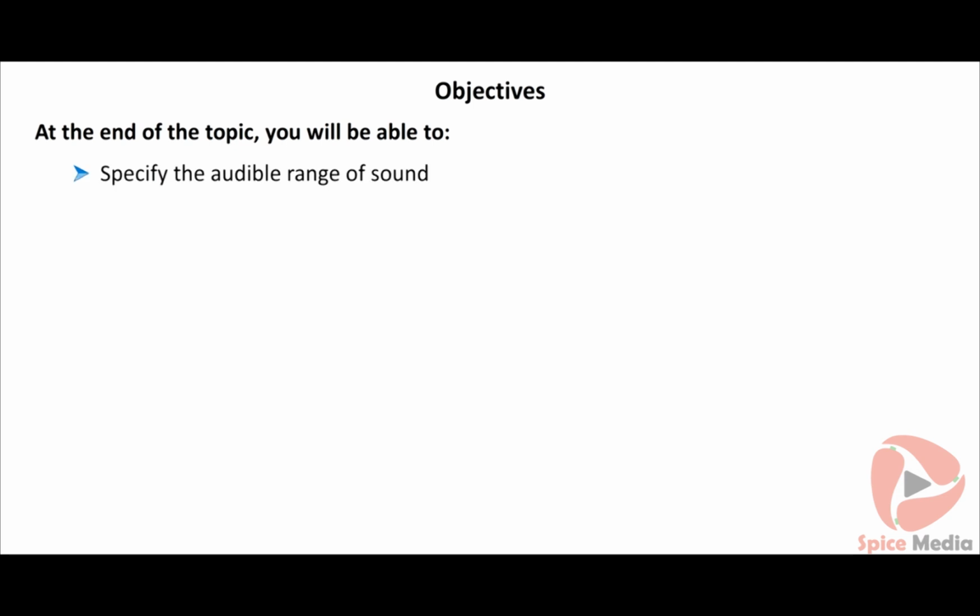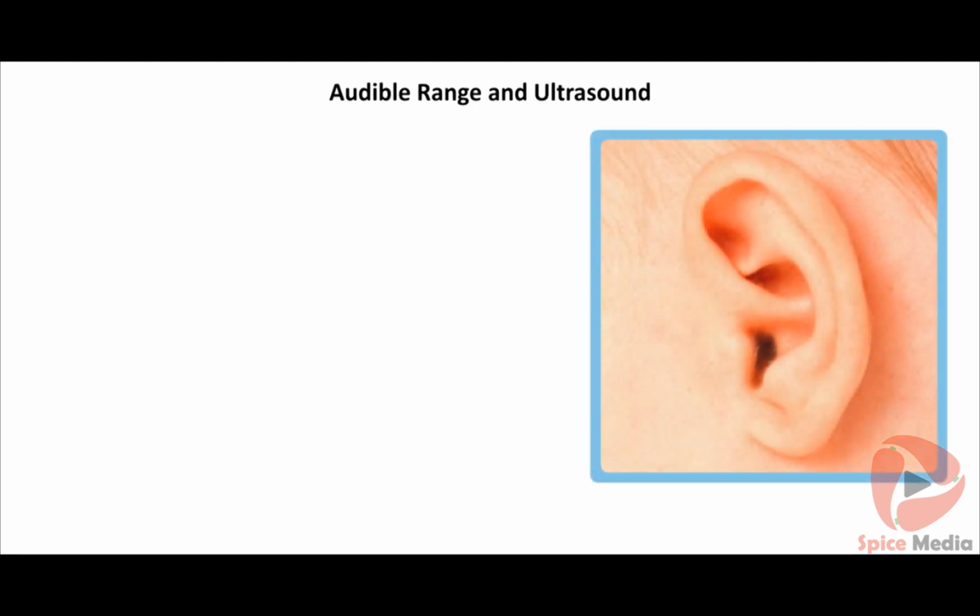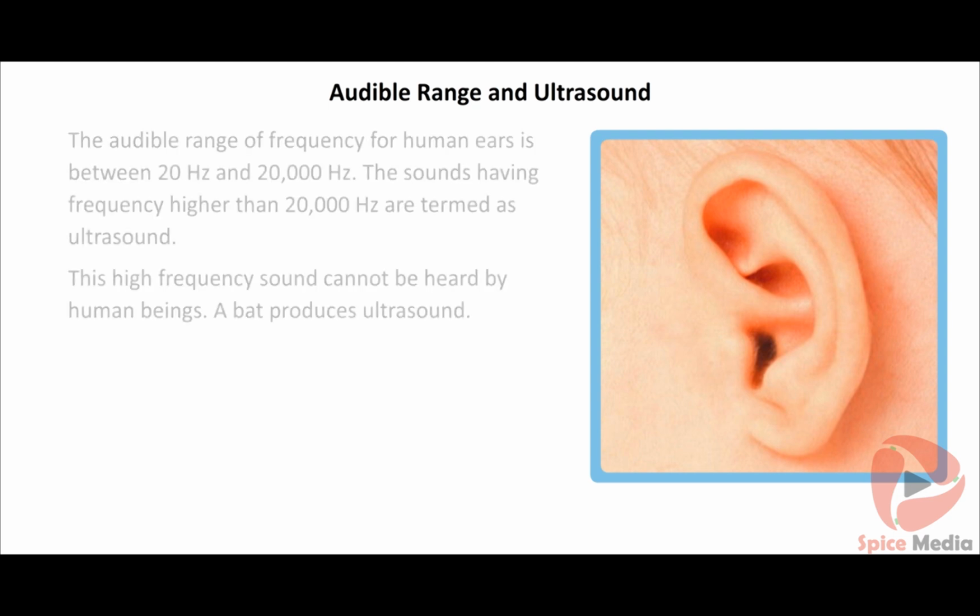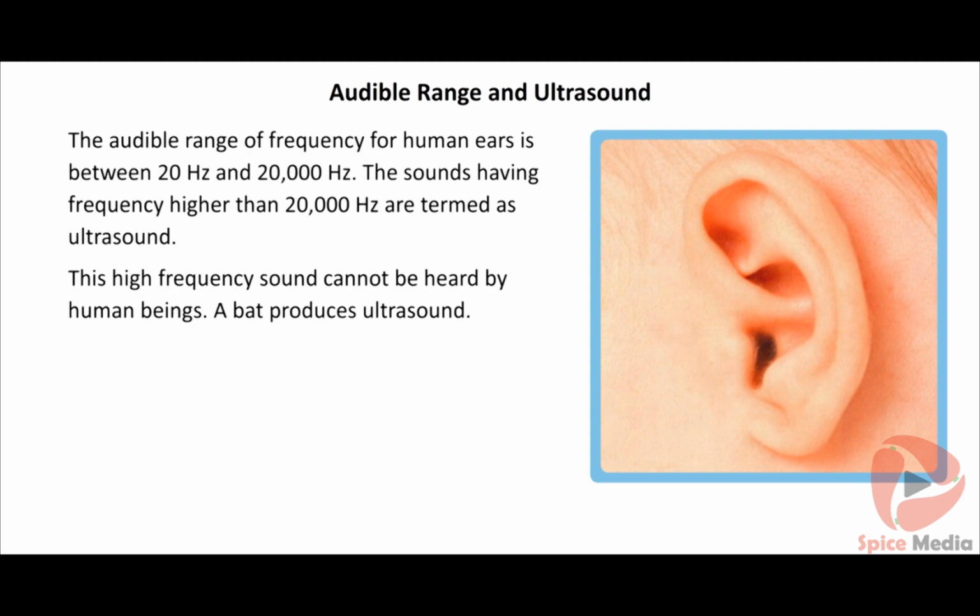At the end of the topic, you will be able to specify the audible range of sound, and distinguish between ultrasound and infrasound. We have learnt about the transmission of sound in air. We can hear sound from different sources. Each sound is different due to its frequency. We can hear sound with the frequency ranging from 20 Hz to 20,000 Hz.